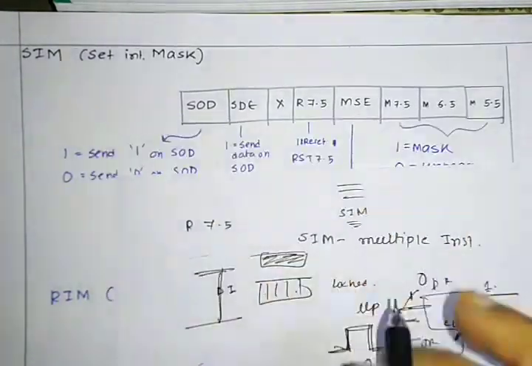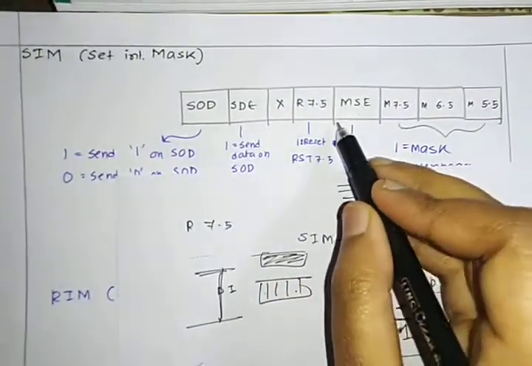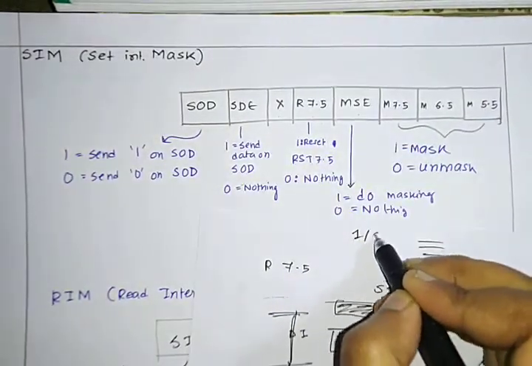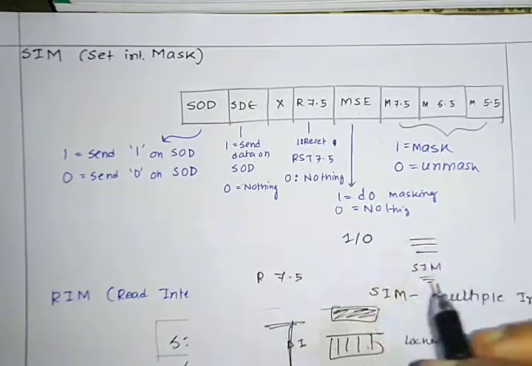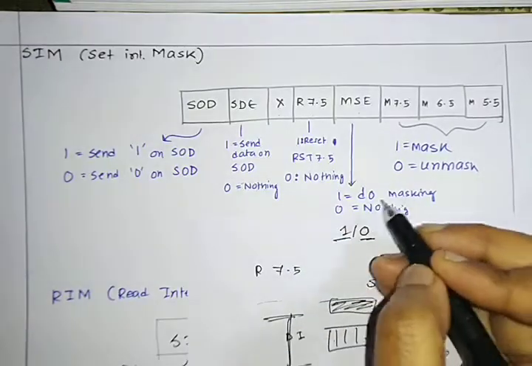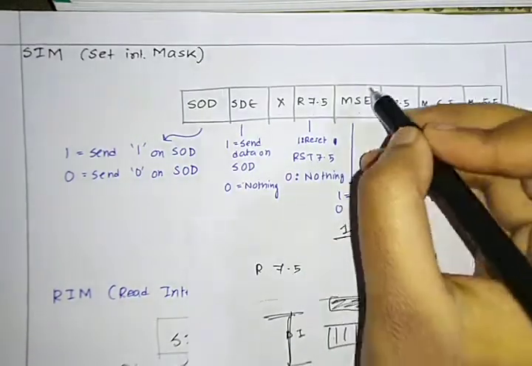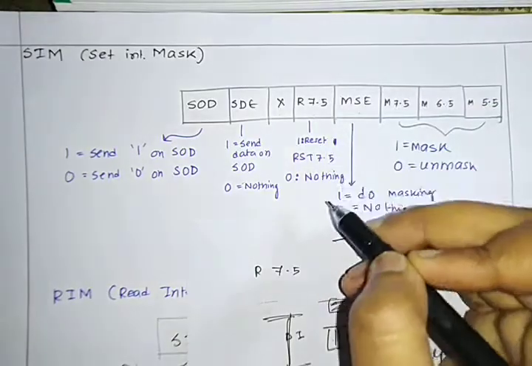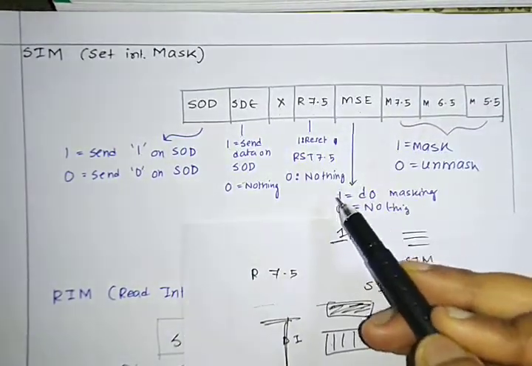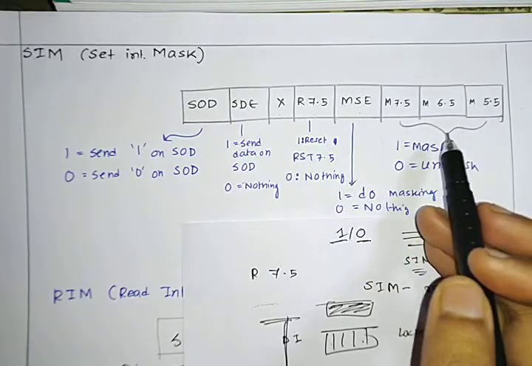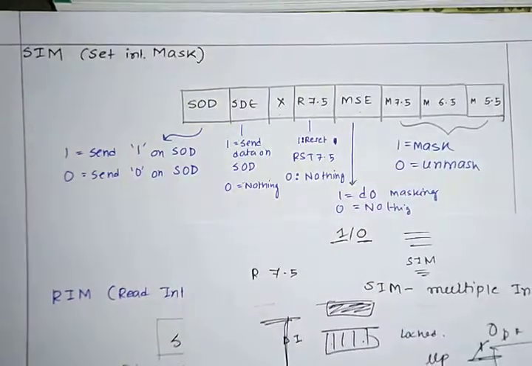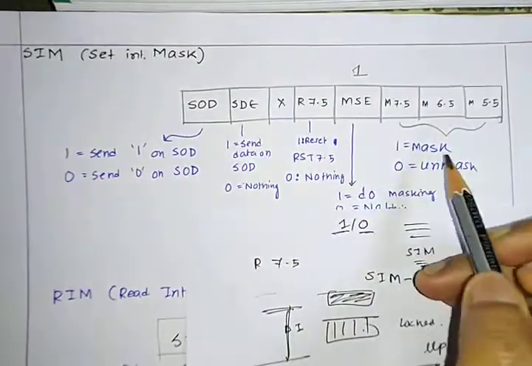Okay, the others. First, start from MSE. In this MSE, either it can be 1 or 0. Obviously computers work on binary data. 1 means do masking and 0 means nothing. What does that mean? When we set 1 in this box, it means you're allowed to mask these 3 interrupts. Only these 3 interrupts can be masked by the SIM instruction. I think you remember.